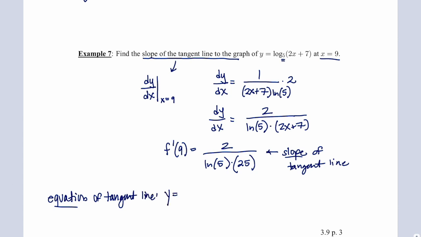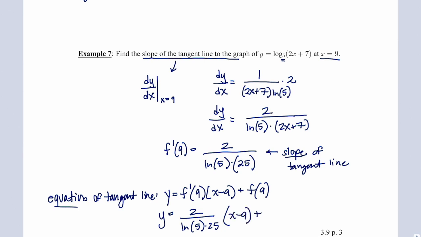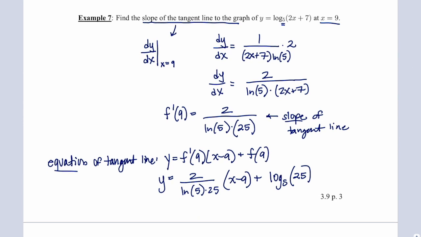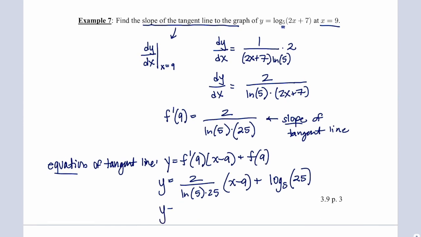If we wanted the equation of the tangent line, remember we do y equals the derivative at 9 times x minus 9 plus the function value at 9. So we'd have y equals this slope times x minus 9 plus log base 5 of 25. And that would just be 2, right? Because 2 is the exponent you put on 5 to get 25. So we could clean that up as y equals 2 over (natural log of 5 times 25) times x minus 9 plus 2. All right.